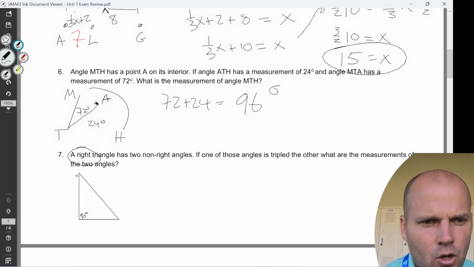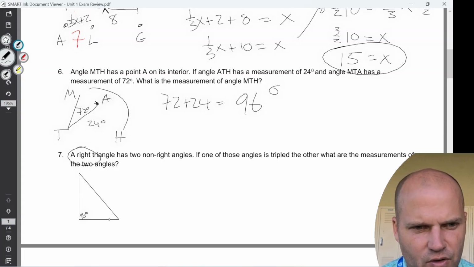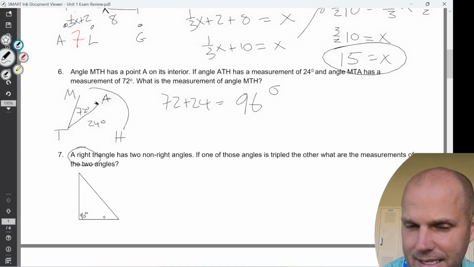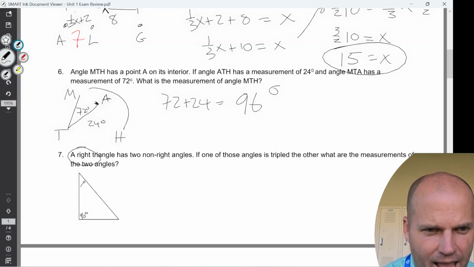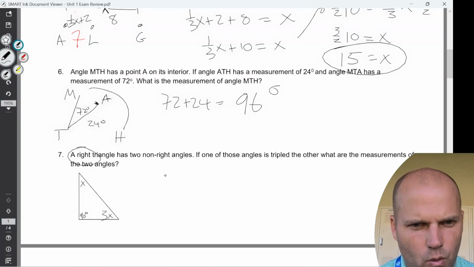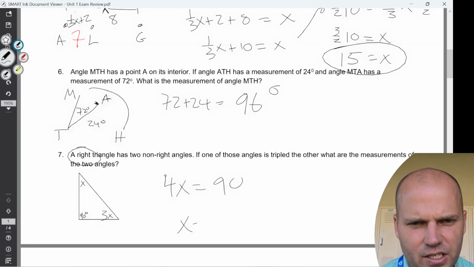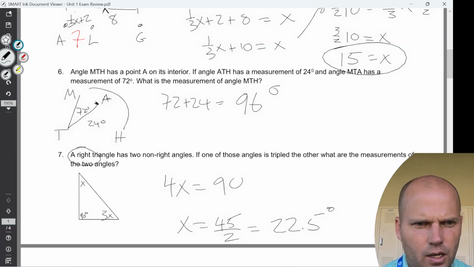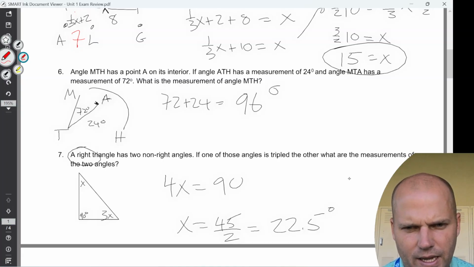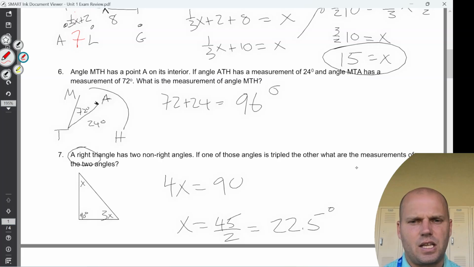Great, don't forget that. Or we realize that these two angles of a right triangle have to add up to 90. So one of the angles is triple the other. I'm going to label one angle as x so that the other angle is 3x. Well, I know that x plus 3x plus 90 is 180, or 4x has to equal 90. x equals 45 halves, which is 22 and a half. So one angle is 22 and a half. The other angle is triple that, 67 and a half.